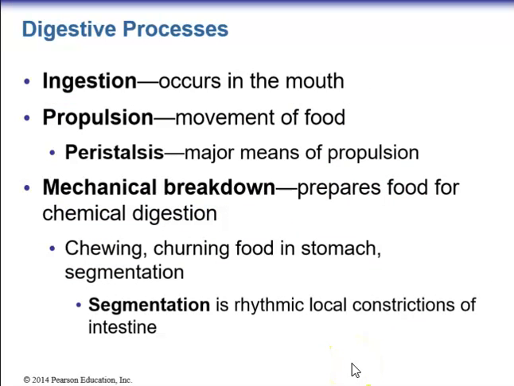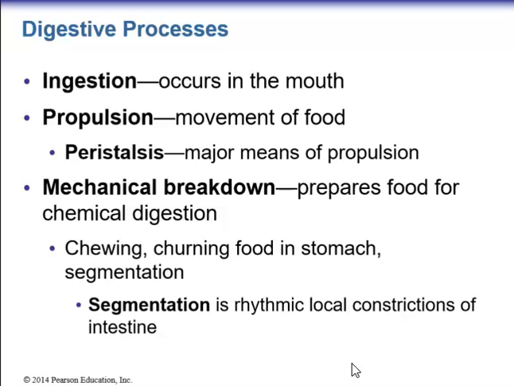So digestion includes important processes. The first process we'll talk about is ingestion. Basically, you're putting stuff in your mouth, so ingestion occurs in the mouth. Propulsion is just the movement of food, and we have a specific term for it. It's called peristalsis. So peristalsis is the major means of food propulsion within the digestive system.